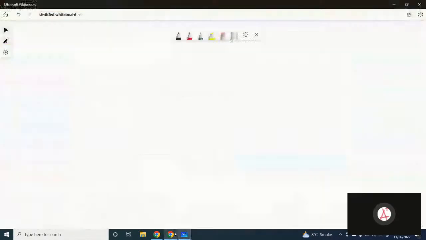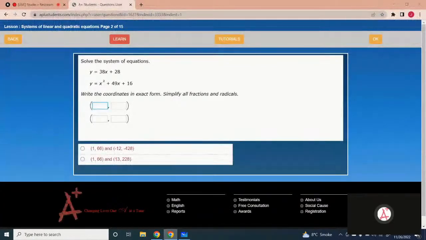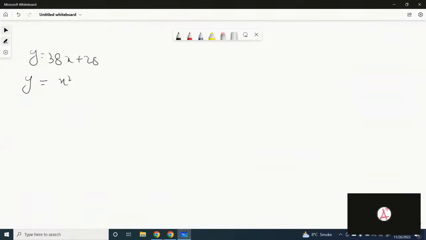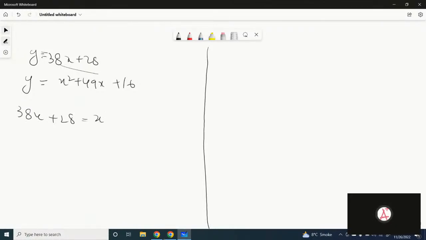Okay, y equals 38x plus 28. And the second equation is y equals x squared plus 49x plus 16. Okay, so replace the y with the value, this one. Got it? It would be 38x plus 28 equals x squared plus 49x plus 16.